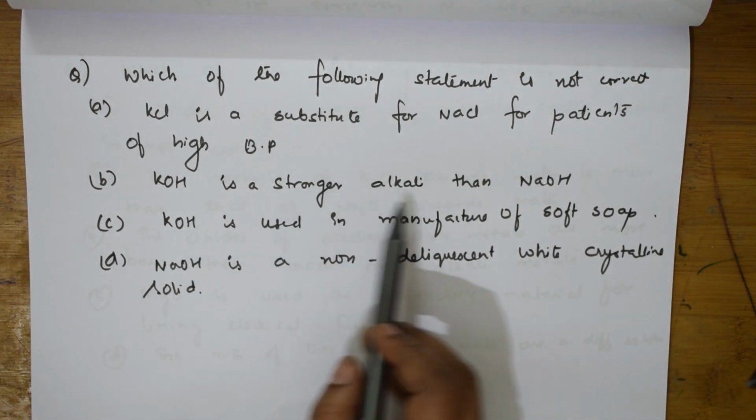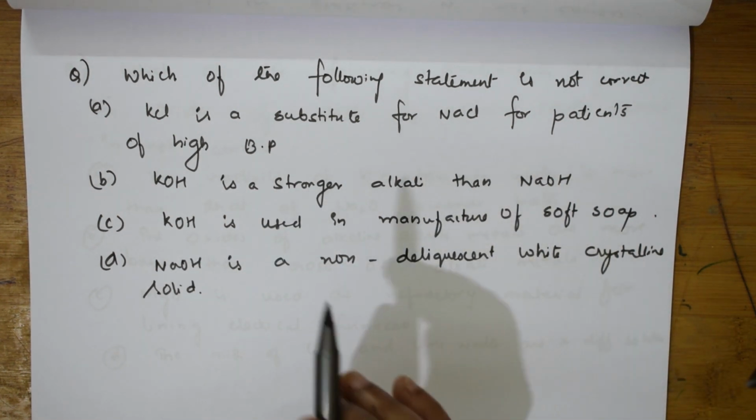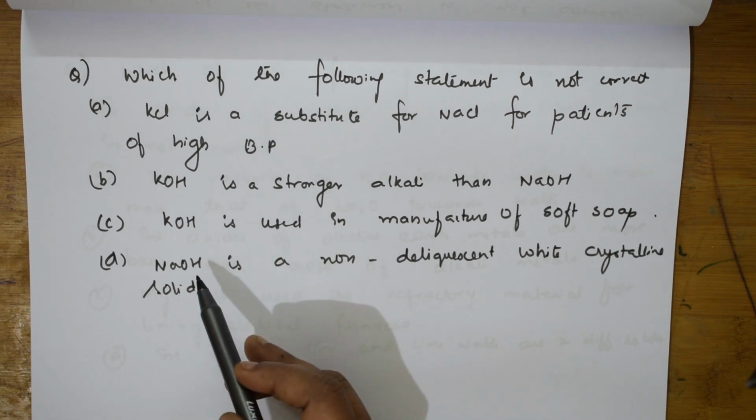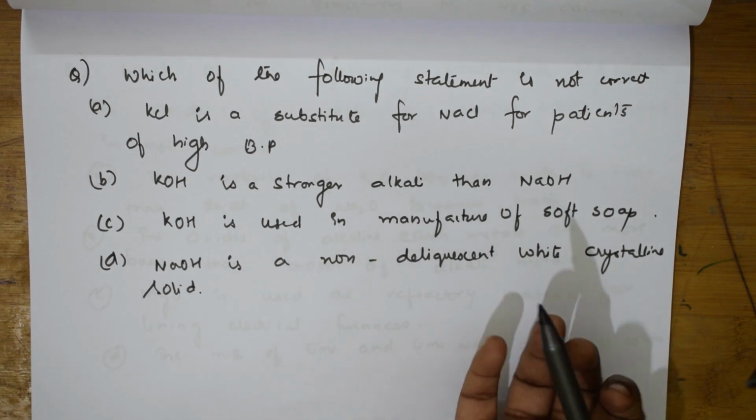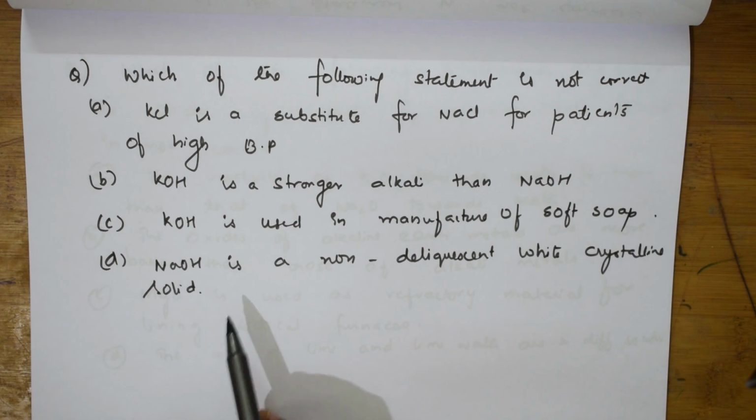KOH is a stronger alkali than sodium hydroxide. Okay, that is also right. KOH is used in the manufacture of soft soaps. That is also right. NaOH is a non-deliquescent white crystalline solid. Okay, this is where the mistake is.